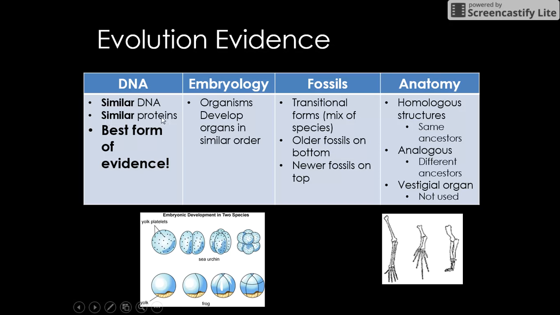Similar DNA also means similar proteins. This is the best form of evidence. So the base pairs of our DNA are the same. That means there's a common ancestor.